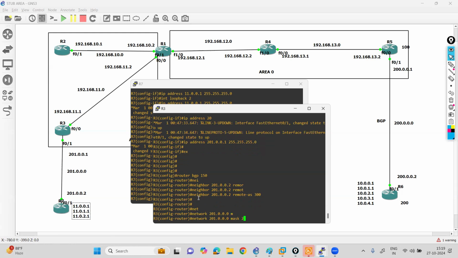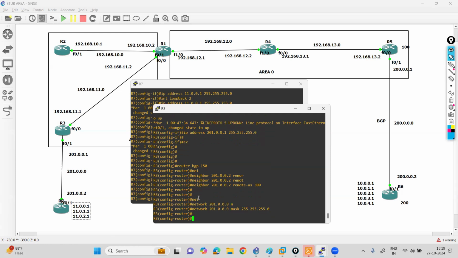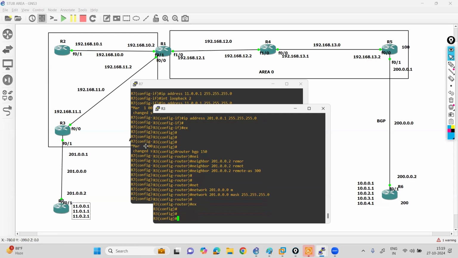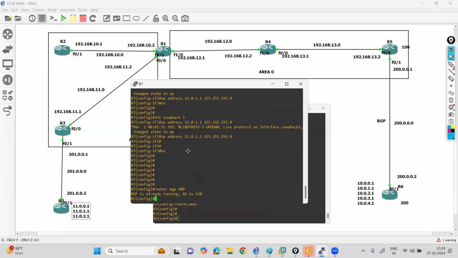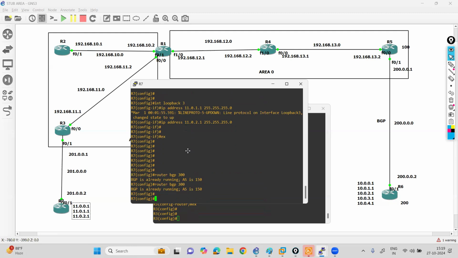201.0.0.0, and mask will be 255.255.255.0. Clear? Let's go to router number 7. Router BGP 300. Okay. Router BGP, running as AS150. No. Router BGP 150. Okay.